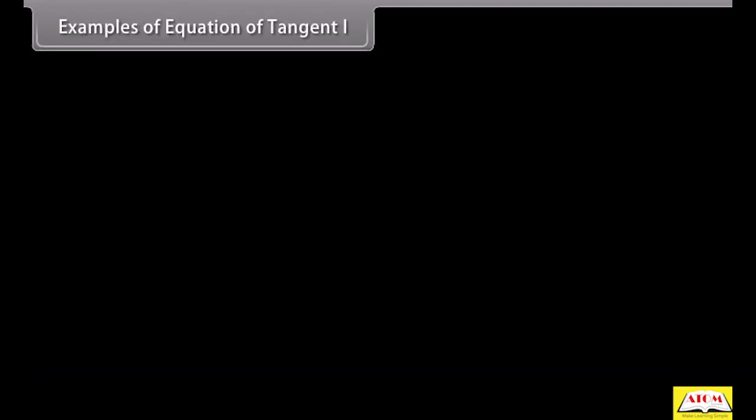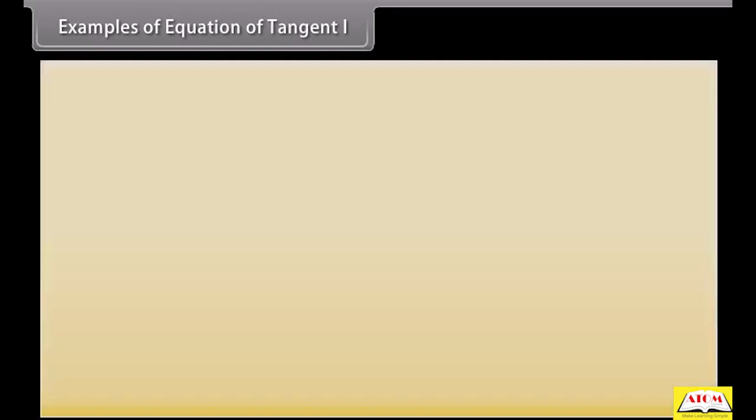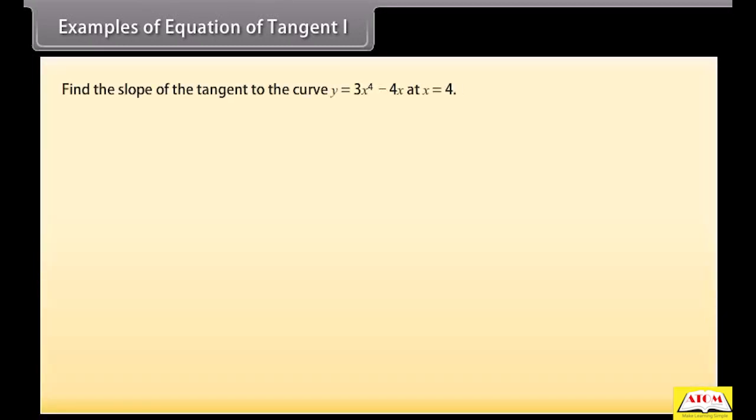Examples of equation of tangent. 1. Find the slope of the tangent to the curve y = 3x^4 minus 4x at x = 4.